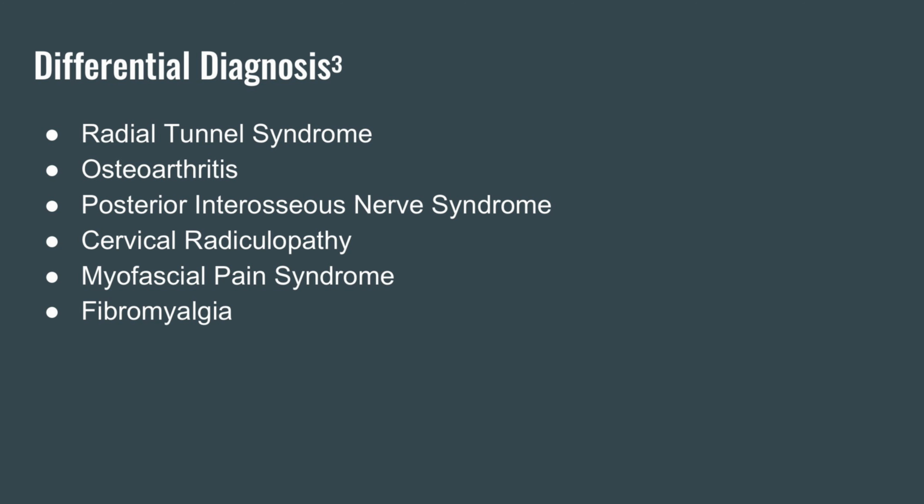For differential diagnosis, we have radial tunnel syndrome. This condition is just due to compression of the radial nerve, and they're going to have pain from their upper arm down to their wrist due to the compression. Then you have osteoarthritis, and then posterior interosseous nerve syndrome. Similar to radial tunnel syndrome, it's just going to be compression of that nerve, and they're going to have weakness or paralysis from the extensor of the fingers and thumb. Then you have cervical radiculopathy, myofascial pain syndrome, and fibromyalgia, which I went over last week.